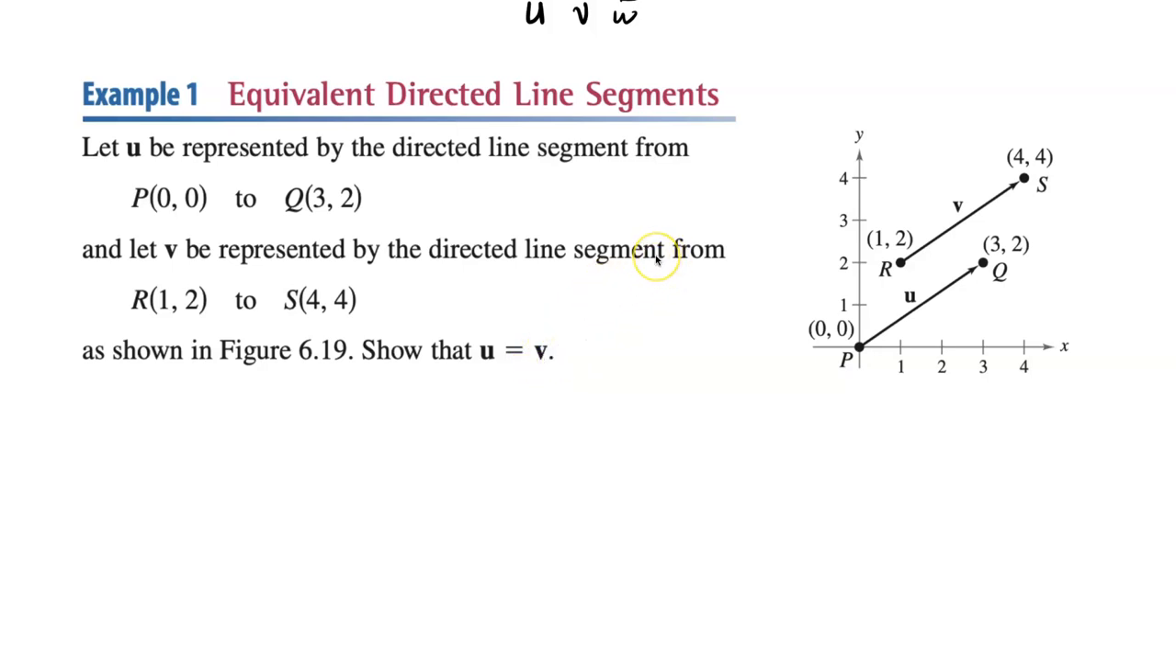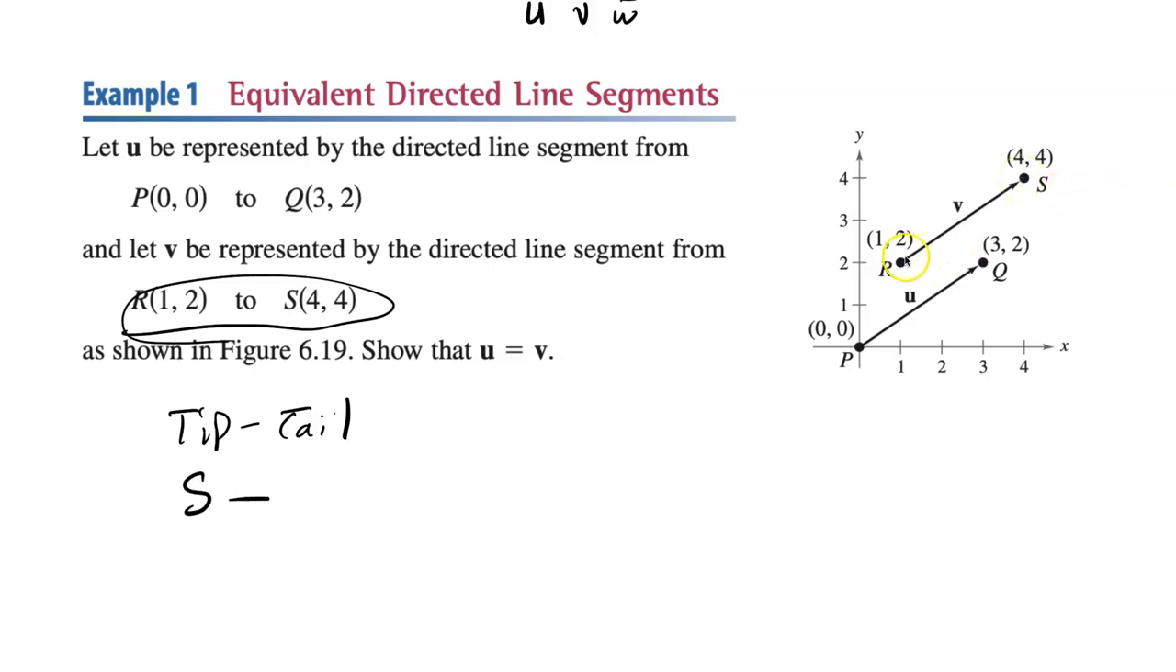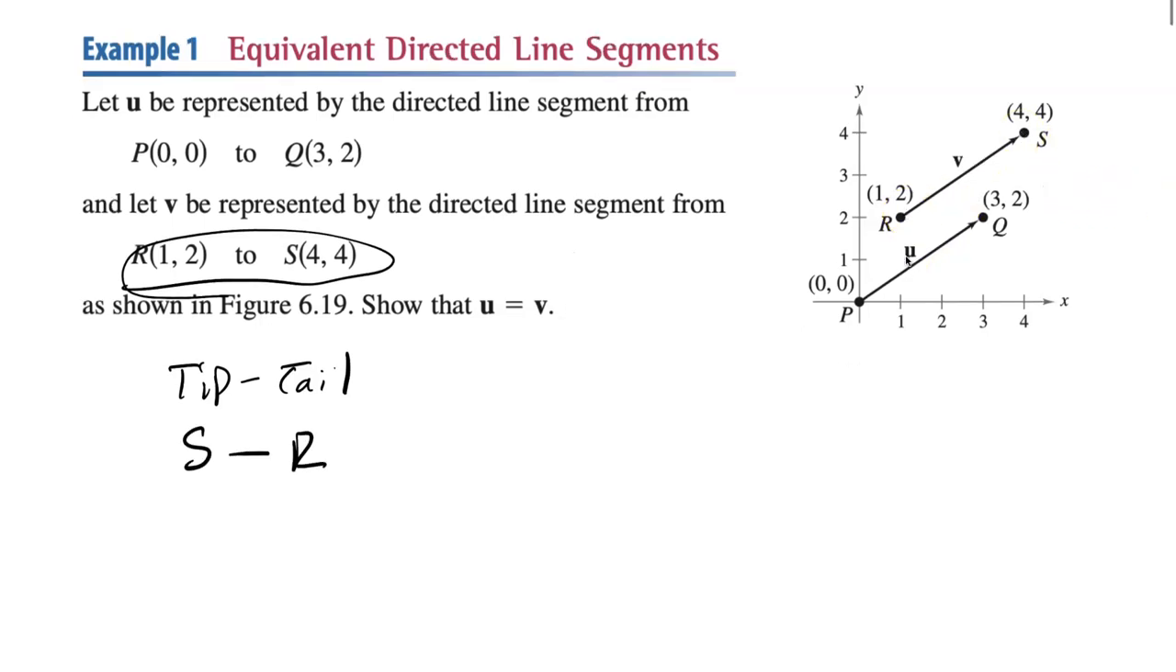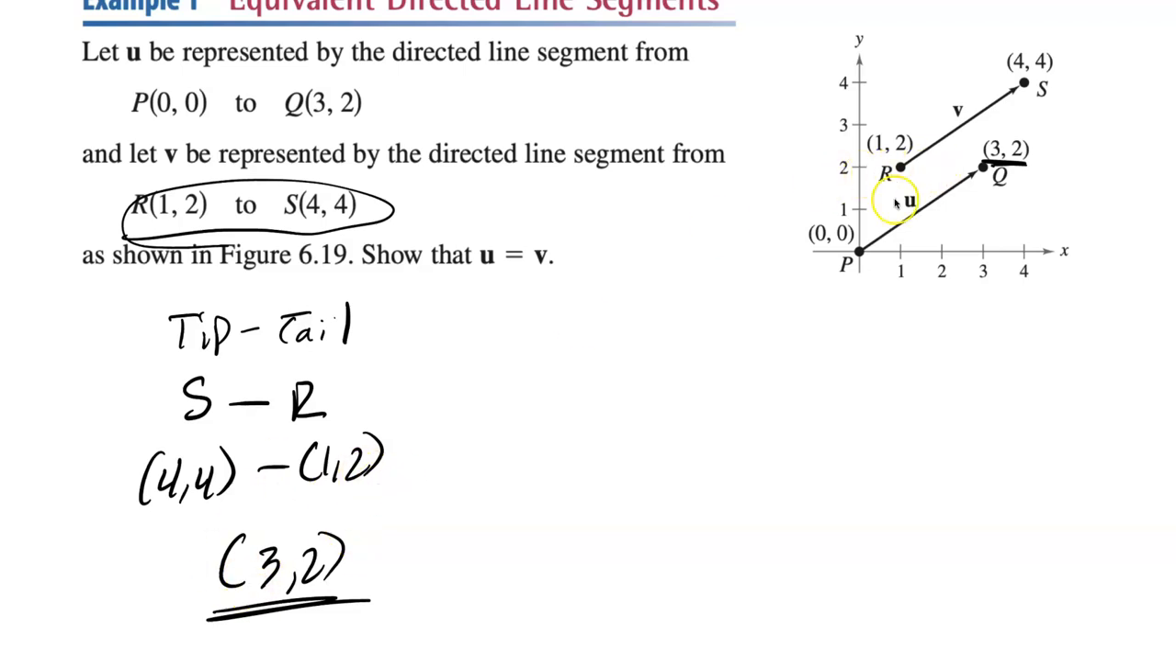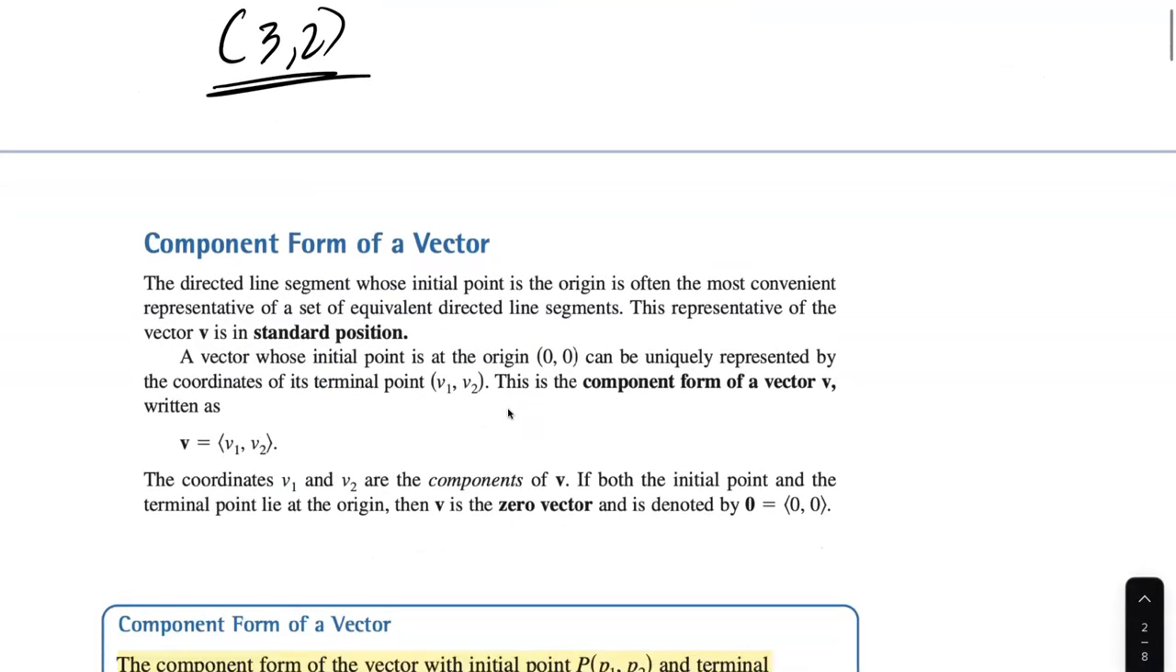The way we find a vector, if we want to find RS, is we do tip minus tail. If we're doing RS, the tip of RS is S. So we're going to do S minus R. So it's going to be 4, 4 minus 1, 2. You just subtract the corresponding parts and you get 3, 2. You can see those match. It's also known as the component form of a vector when you put it in standard form, from the origin to whatever the point is. We're going to learn more about it next.